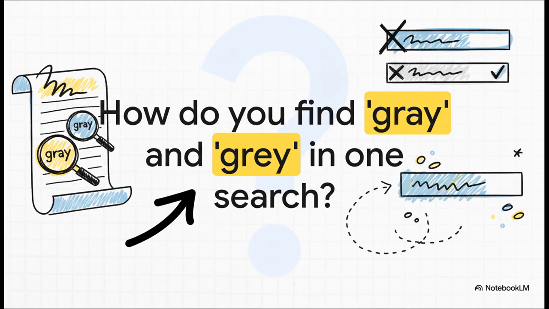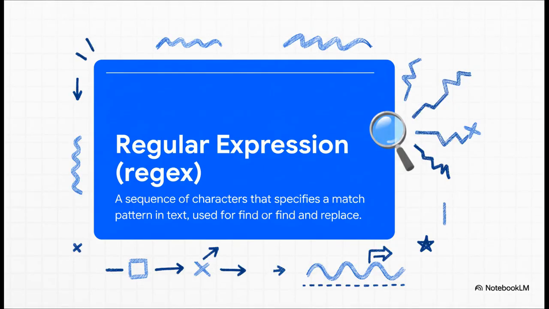Okay, so let's kick things off with a super common problem. You're searching a document for the word gray, but you also need to find the British spelling, grey. Using a standard find function, that's two separate searches. It's a pain. There has to be a better way, right? Well, there is, and it's called a regular expression, or as pretty much everyone calls it, regex.